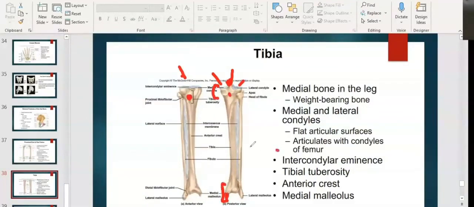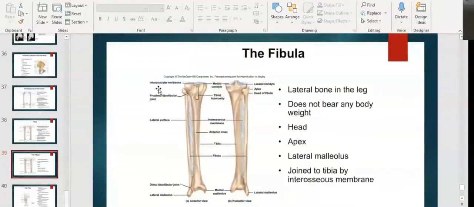Right here, we're going to have the fibula. In the fibula, we have the head and the apex at the very top. In the distal epiphysis of the fibula, we have the lateral malleolus. This part is important because it will articulate with the bones that we have in our foot.